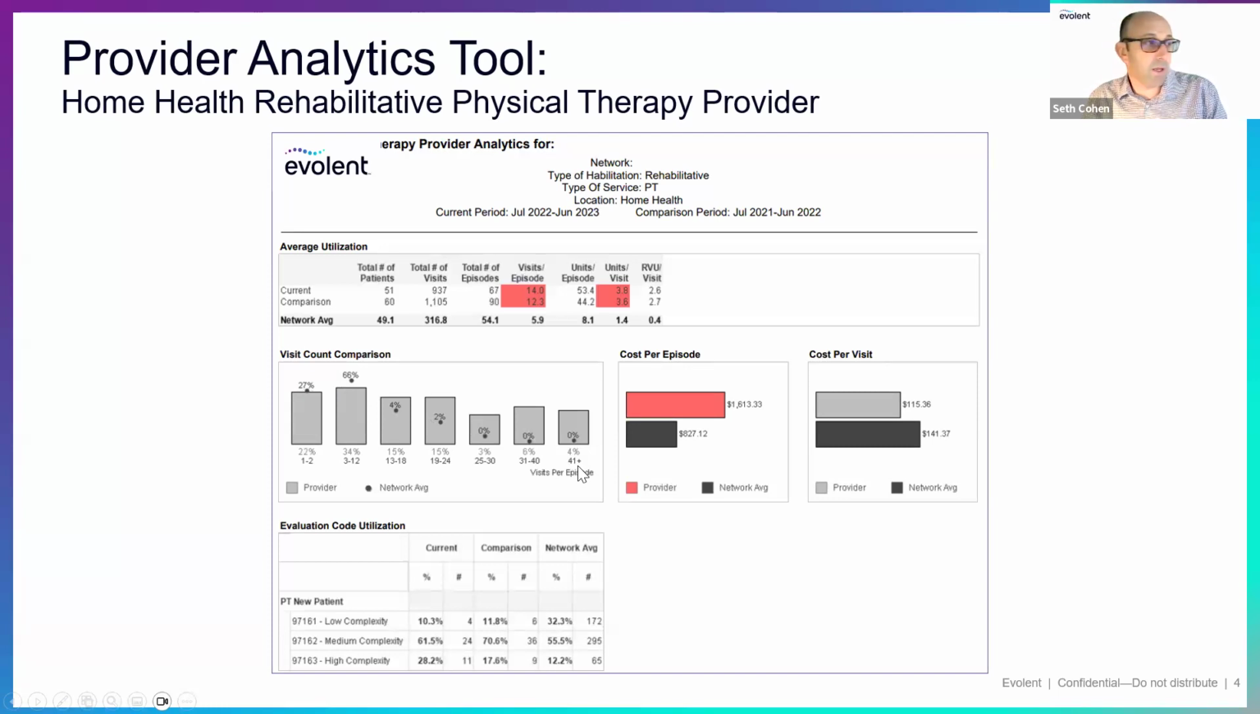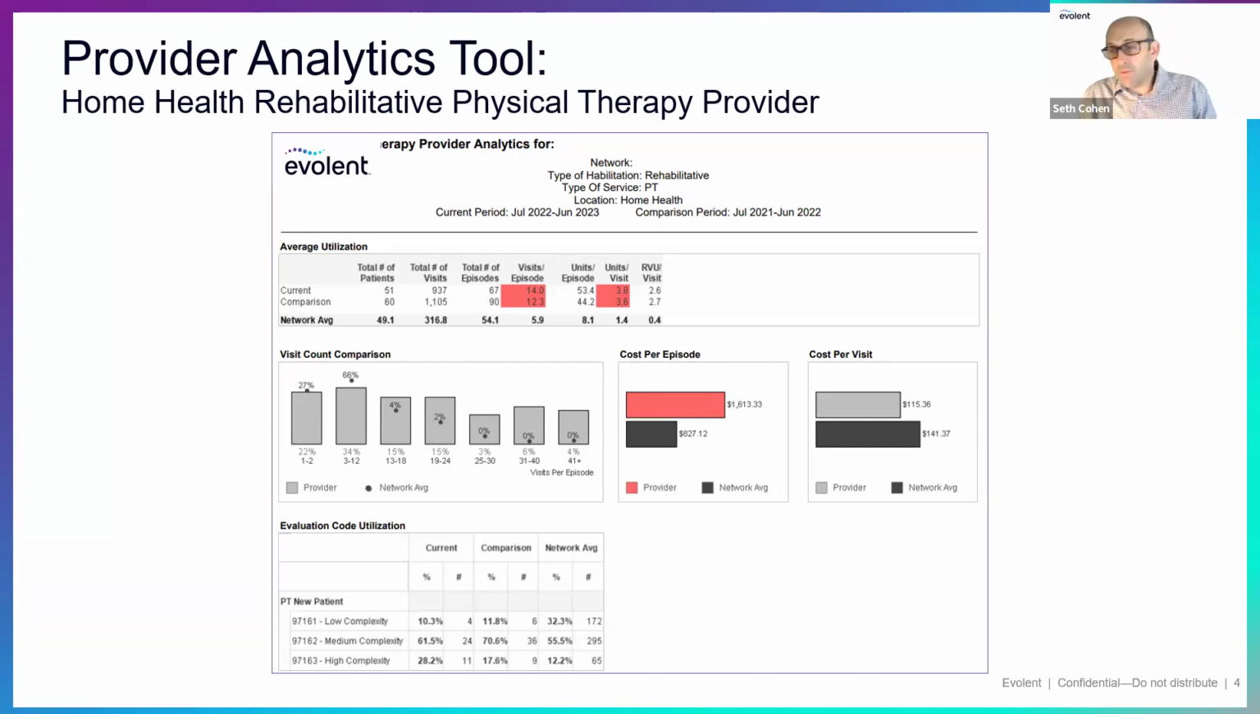And we define an episode as the time from the point that the patient is evaluated for a particular condition until the time that they're discharged. So generally for most patients, you're going to see somewhere between that 1 visit through about the 18 visits, where the bulk of the visits are generally going to lay. In this particular example, this provider on average is keeping their patients in therapy for a while.